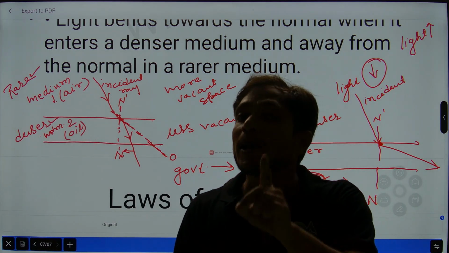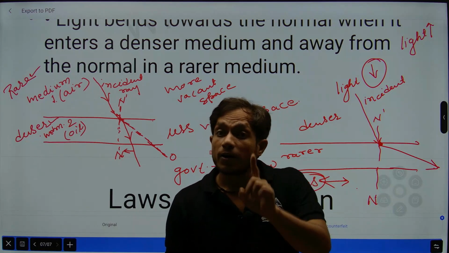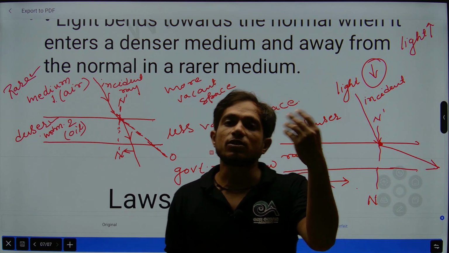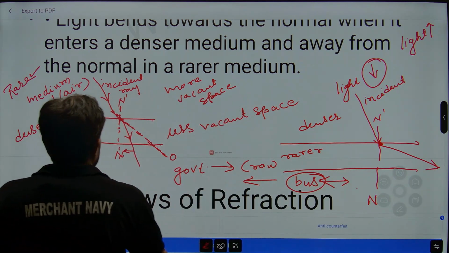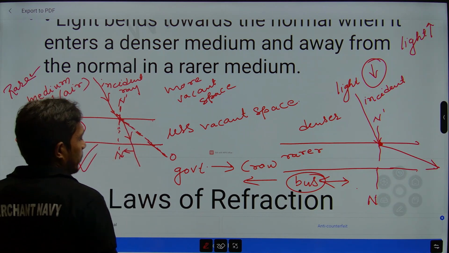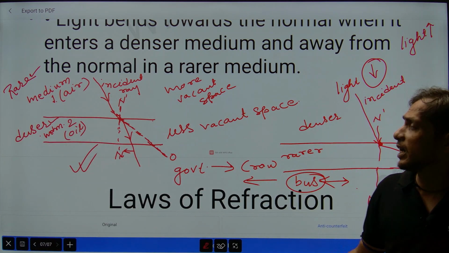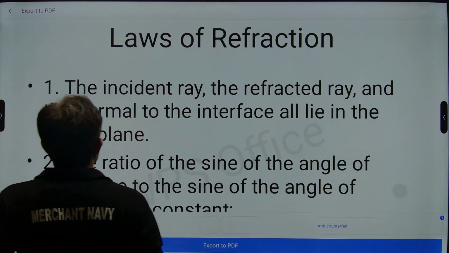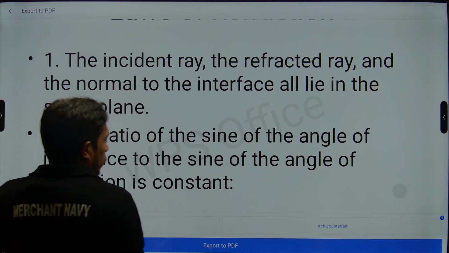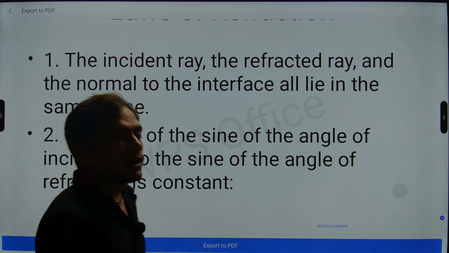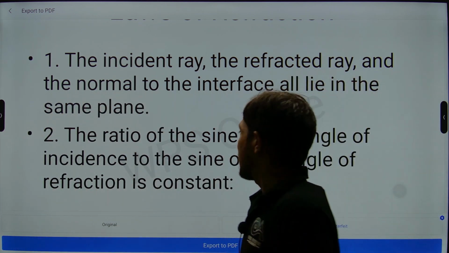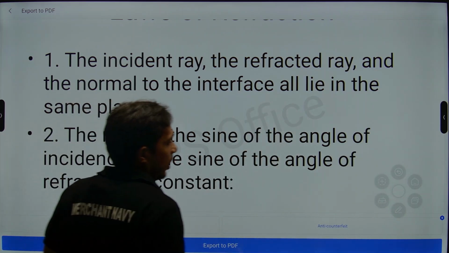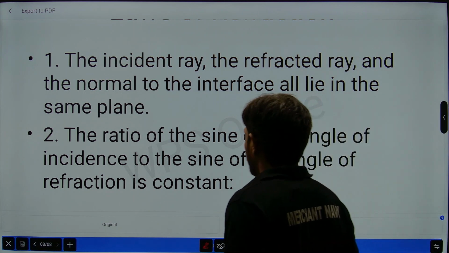Depending upon the speed of light, when it goes from the rarer to denser, the speed of light will decrease, and when it goes from the denser to rarer, the speed of light will increase. That is clear? Okay. So, this is the main phenomenon of the change of the medium. Now, let us move towards another thing, that is the laws of refraction. As we have known, refraction occurs when there is a change of medium, and it occurs as bending of the light towards the normal or away from the normal.